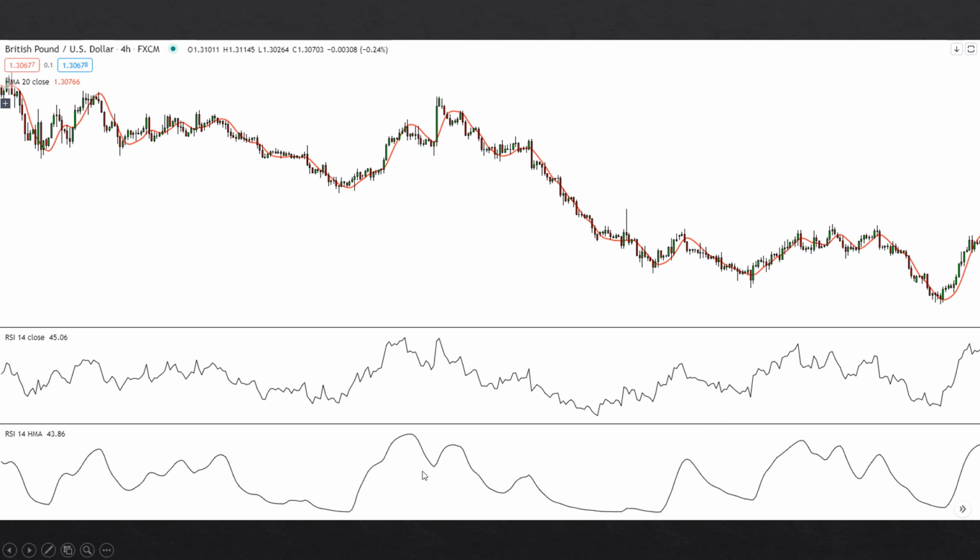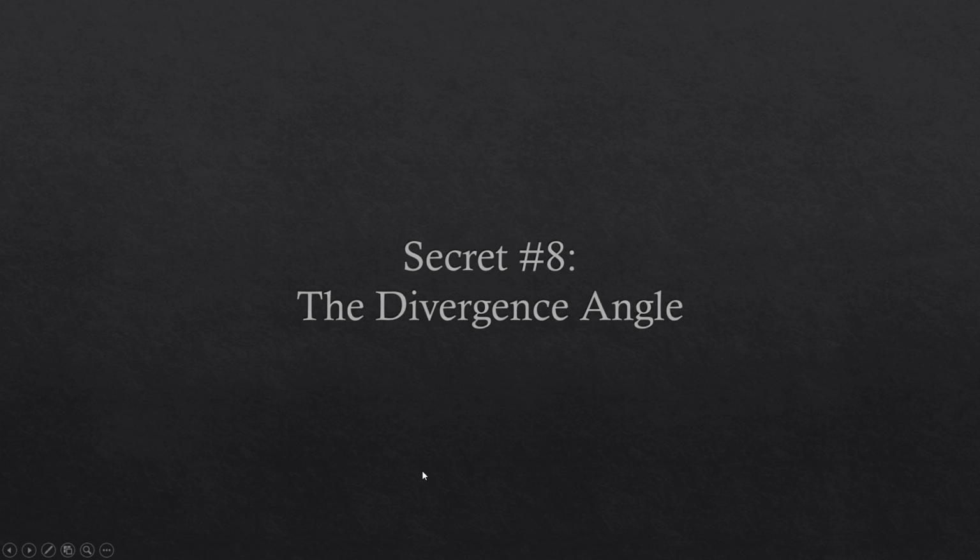Secret number 8. The Divergence Angle. As we already discussed previously, the divergence is one of the most powerful things about the RSI, or any momentum indicator for that matter. However, the divergence hides a number of different secrets. One of these secrets is that the highs and lows that occur when divergence happens between price action and the RSI form a specific angle that can be useful in certain situations.